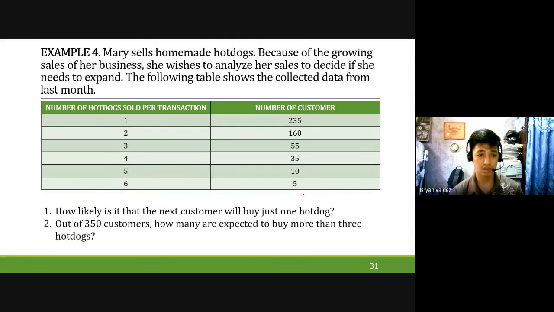So Mary wants to know how likely is it that the next customer will buy just one hot dog. So ilang percent kaya yung chance na yung next customer ang bibili niya na number of hot dogs ay isa lang. And then out of 350 customers, how many are expected to buy more than 3 hot dogs? So out of 350 customers, ilan kaya yung bibili na more than 3 hot dogs? So later on, we will answer these questions using this lesson.